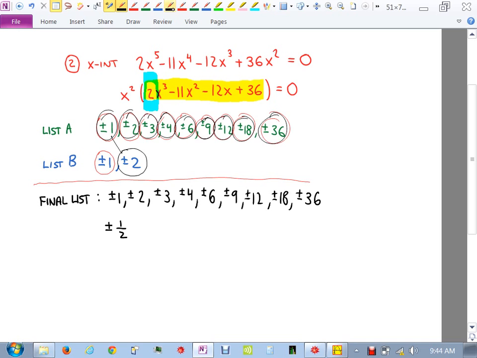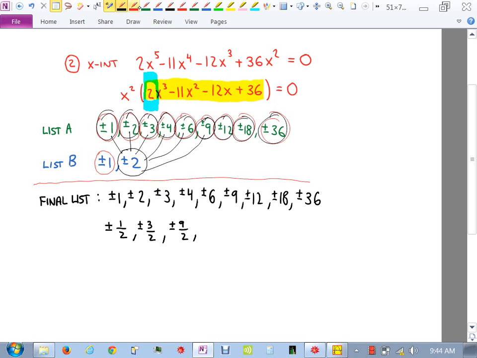Then do the next one. What's 2 divided by 2? It's 1. Do I already have 1 in my list? Yeah, so I do not have to rewrite it. Now take 3 over 2. That's not in my list, so I need that one. Plus or minus 3 over 2. Next. 2. Do I have 2 in my list? Got it. 6 divided by 2? 3, I've got that. 9 divided by 2? I do not have that, so I need to put that in my list.